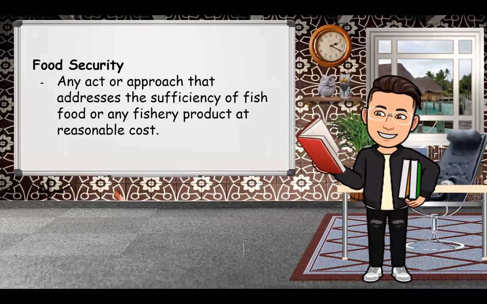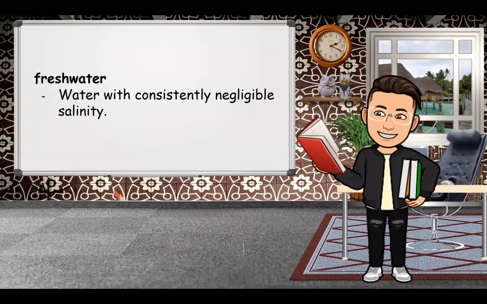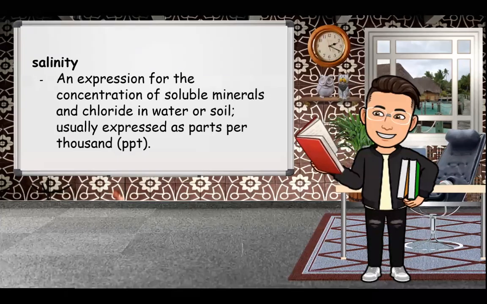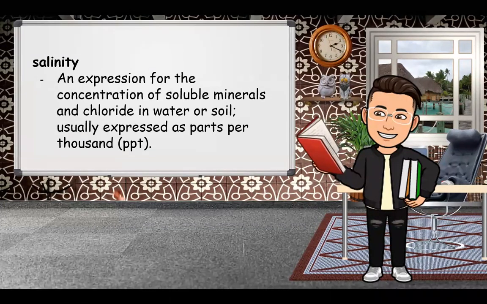Next is food security, which is any act or approach that addresses the sufficiency of fish, food, or any fishery product at reasonable cost. Next is freshwater, water with consistently negligible salinity. And last, we have the salinity, an expression for the concentration of soluble minerals and chloride in water or soil, usually expressed as parts per thousand or ppt.